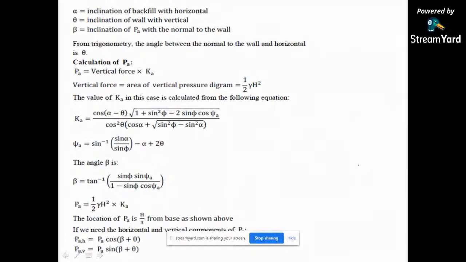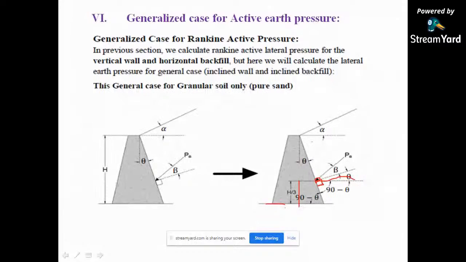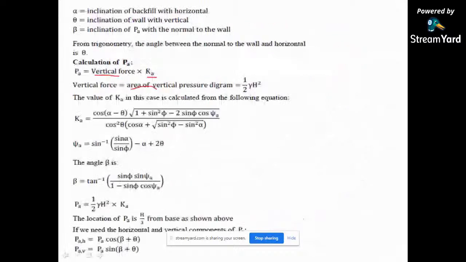So how to calculate PA? Here PA is the vertical force into Ka, where Ka is the coefficient of active earth pressure. How are you going to calculate the vertical force? It is the area of the vertical pressure diagram, which is half base into height. This is your gamma into H into Ka, and this is the base of this diagram. So the area of vertical pressure is half base into height. The half base is gamma into h and the height is h again, so it will become h square.